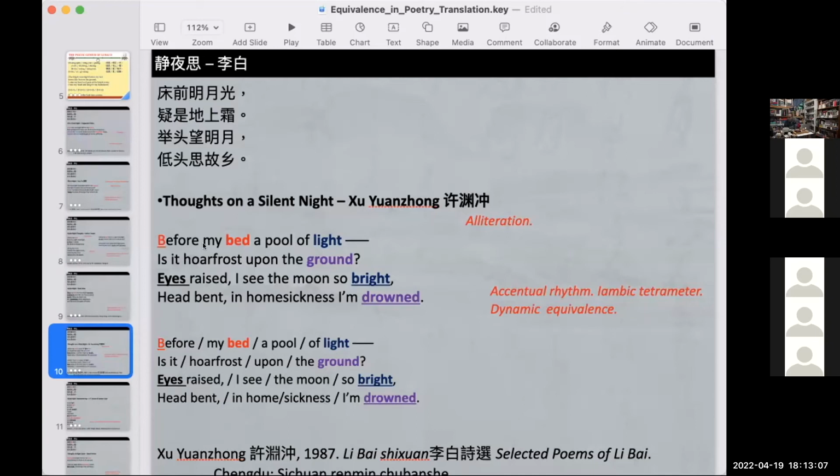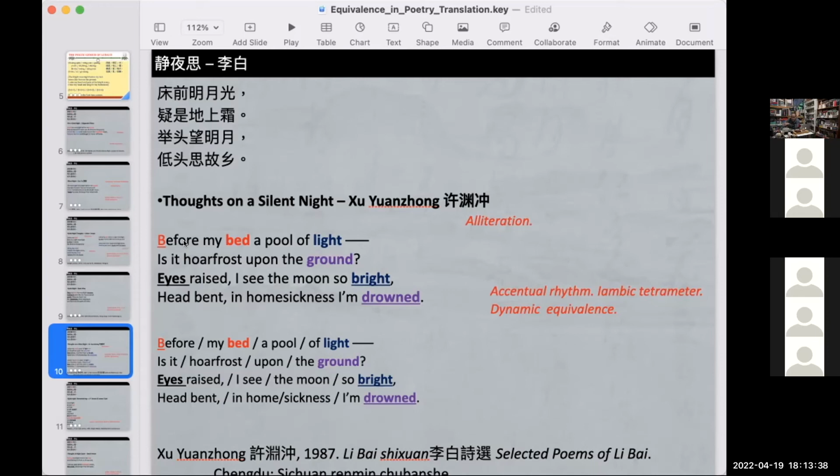So this classical meter is: before my bed a pool of light. This is called tetrameter, iambic tetrameter in English. Why is it iambic tetrameter? Tetra in Greek means four. Penta is five. Hexa, six. Hepta, seven. Octa, eight. Deca, 10, and so on. So this is tetrameter, iambic tetrameter.